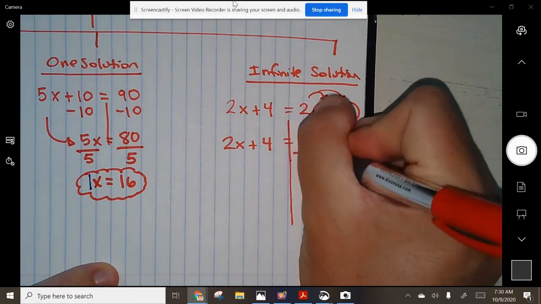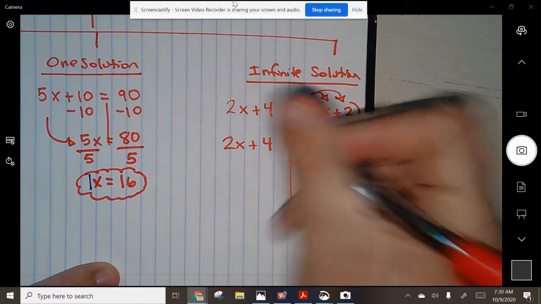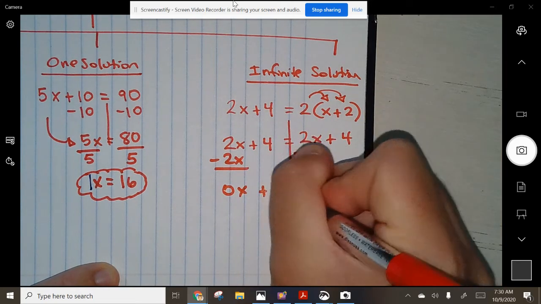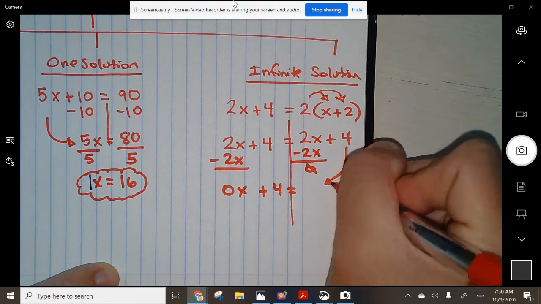All right, we would go letters to the left, cancel this out. Again, I want you to make that 0x plus 4 equals 4.